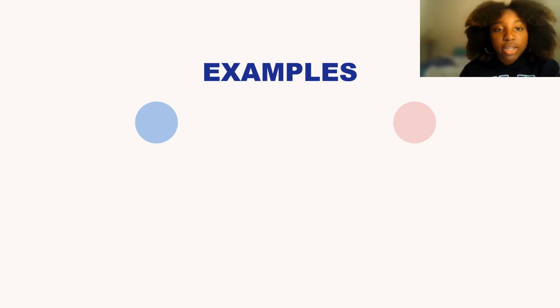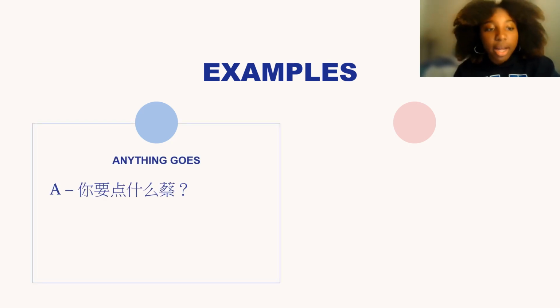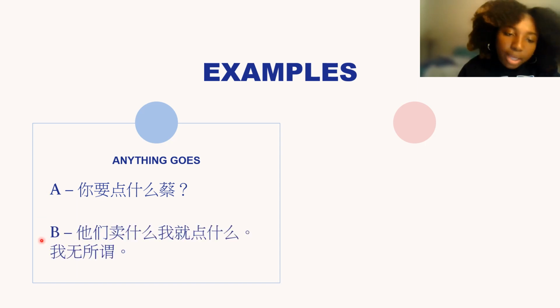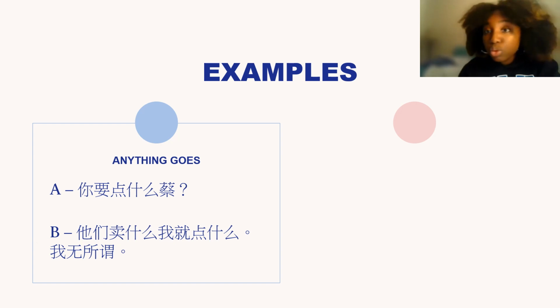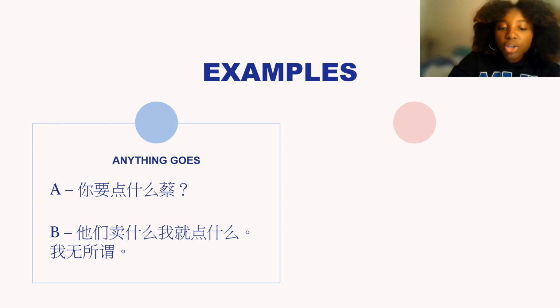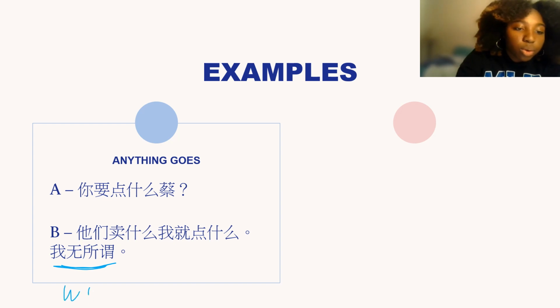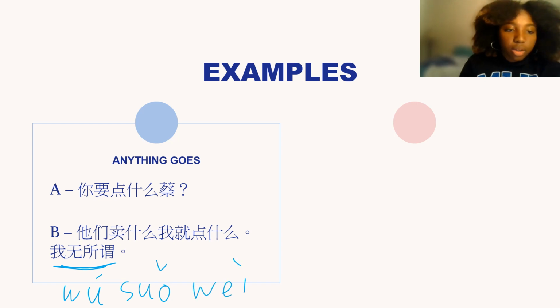So speaking of such, let's get into two of them right here. 第一个 anything goes. A: 你要点什么菜？ B: 他们卖什么我就点什么。我无所谓，我无所谓。这句话是很常用的。We use this all the time. 我无所谓，无所谓。It doesn't matter. It's not a thing. I don't feel any kind of way about it. 无所谓。I don't have any opinion on anything to say. 无所谓。It's like words not with any kind of word on it.